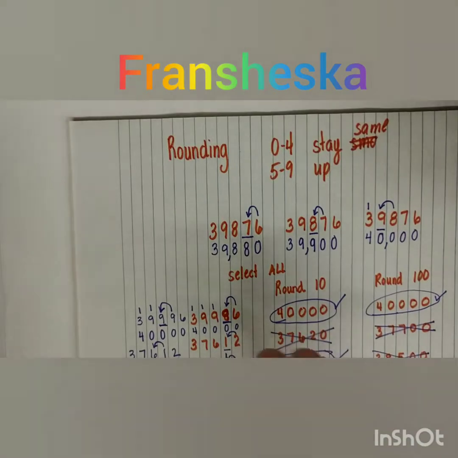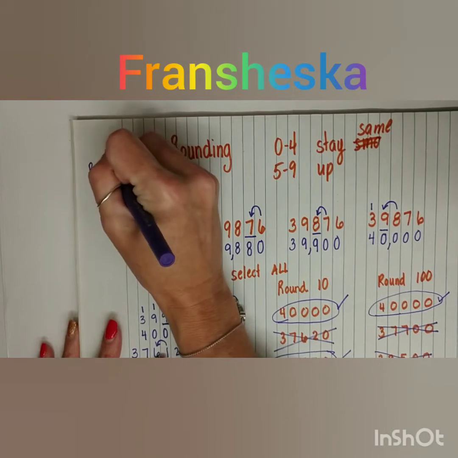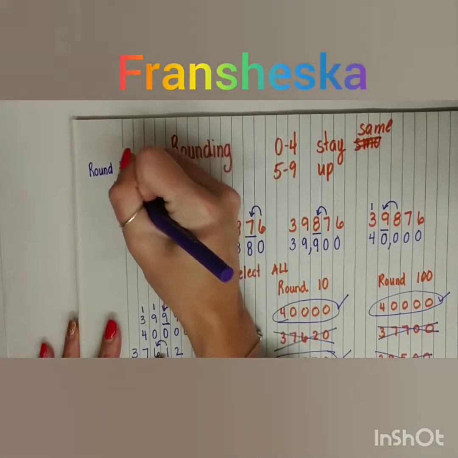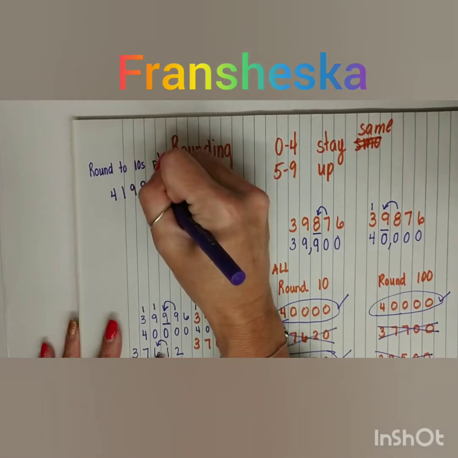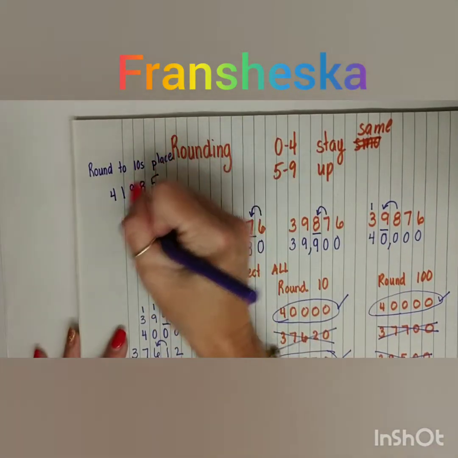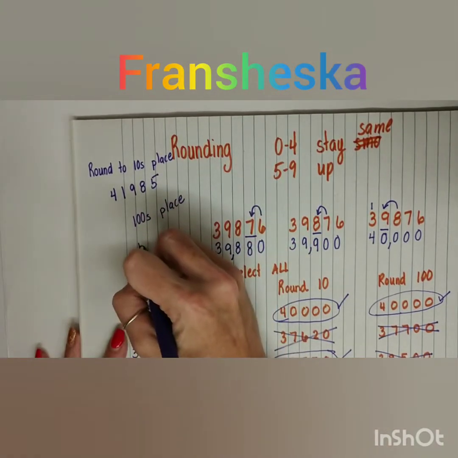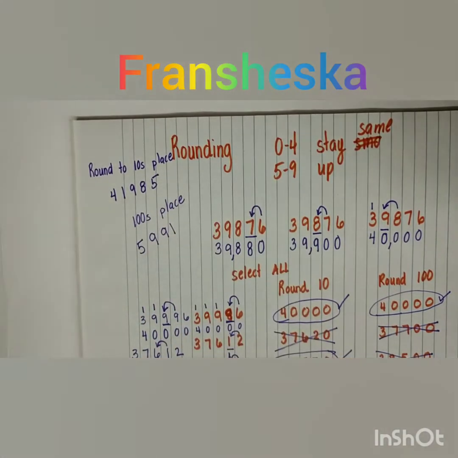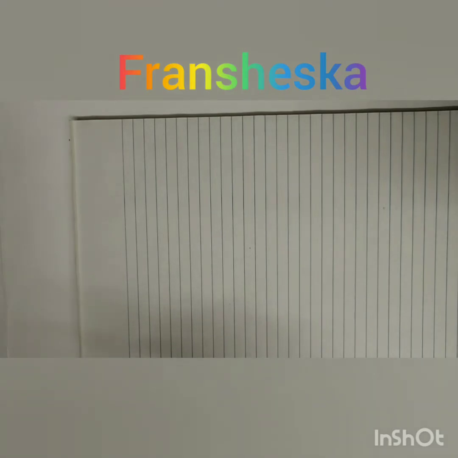All right, let me give you 2 practice problems. So this one's going to be round to the tens. Round to the tens, please. 41,985. And then round to the hundreds, please. 5,991.